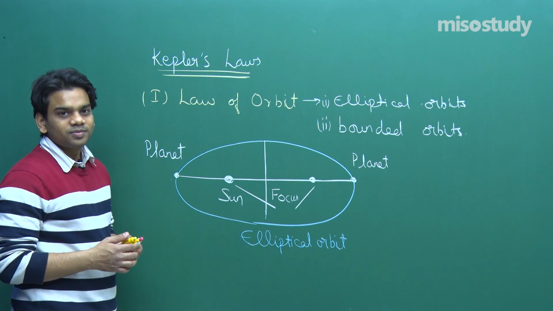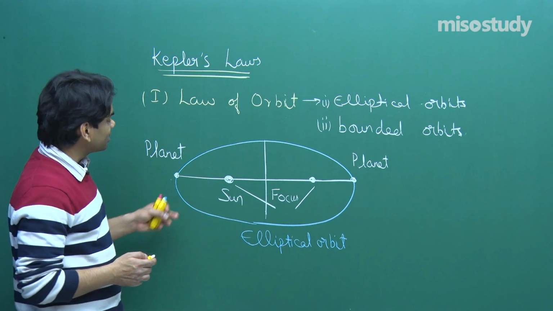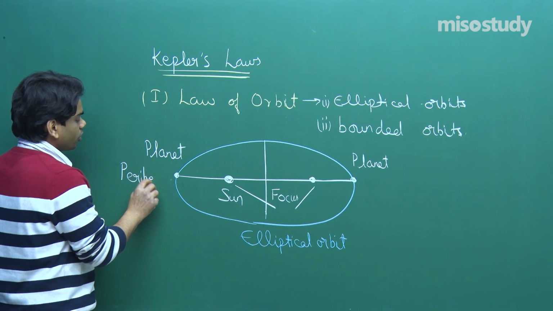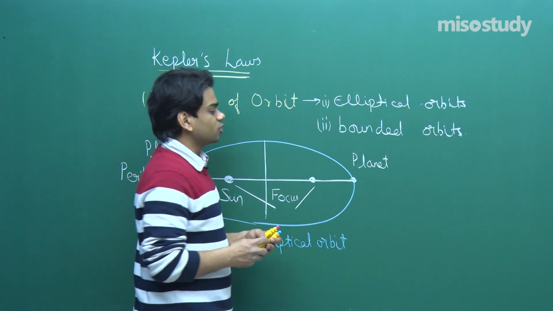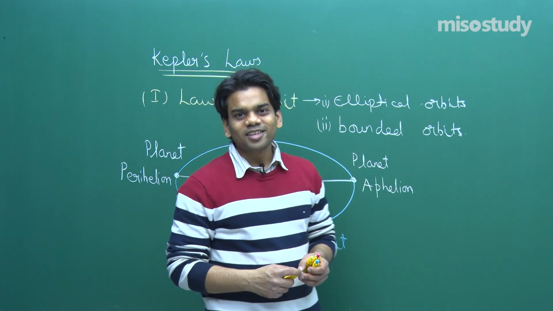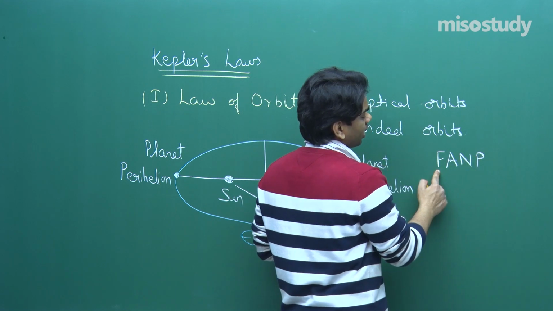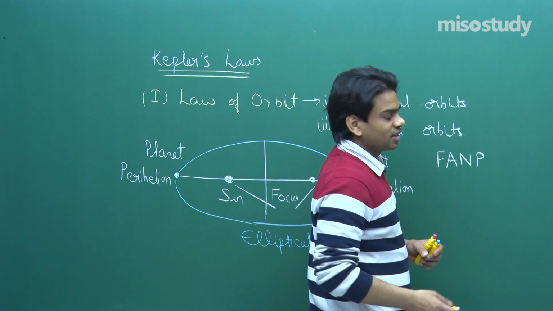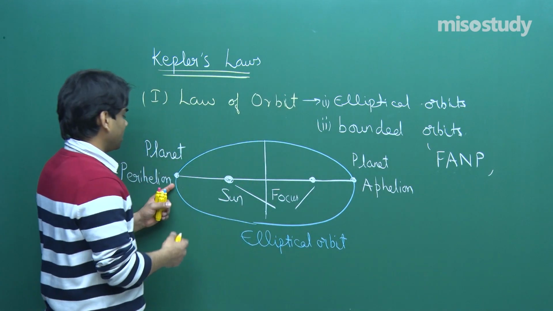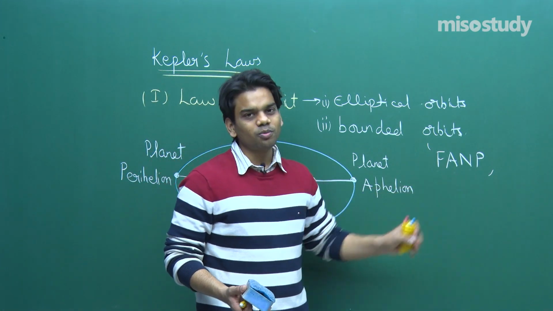What is this position called? In the case of a satellite, we gave you apogee and perigee as the farthest and nearest positions respectively. Here, the nearest point is known as perihelion and the farthest point is known as aphelion. Now, how can you remember this? It's very easy. As I told you in the last class, do remember FANP, fan and P. This is the shortcut to remember: F farthest, aphelion; N nearest, that is perihelion. That is what I have written here, and you can easily understand it with the shortcut FANP.